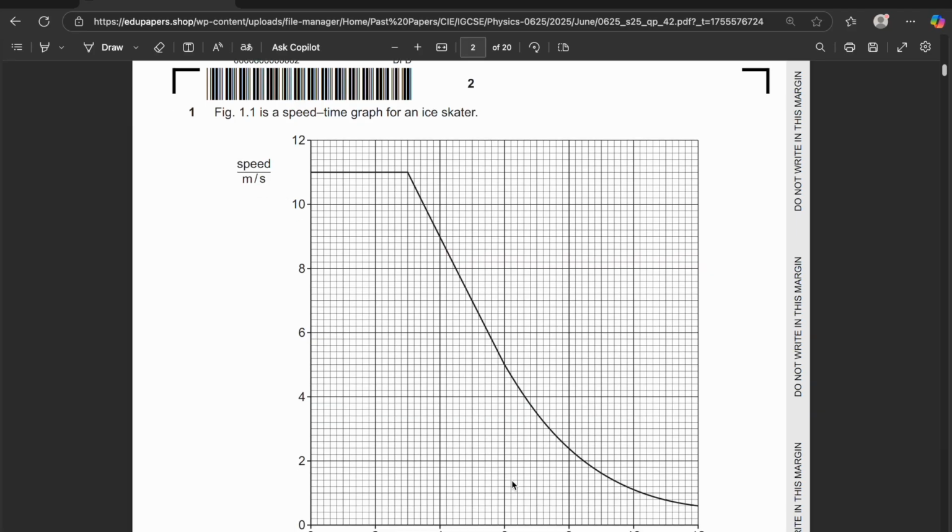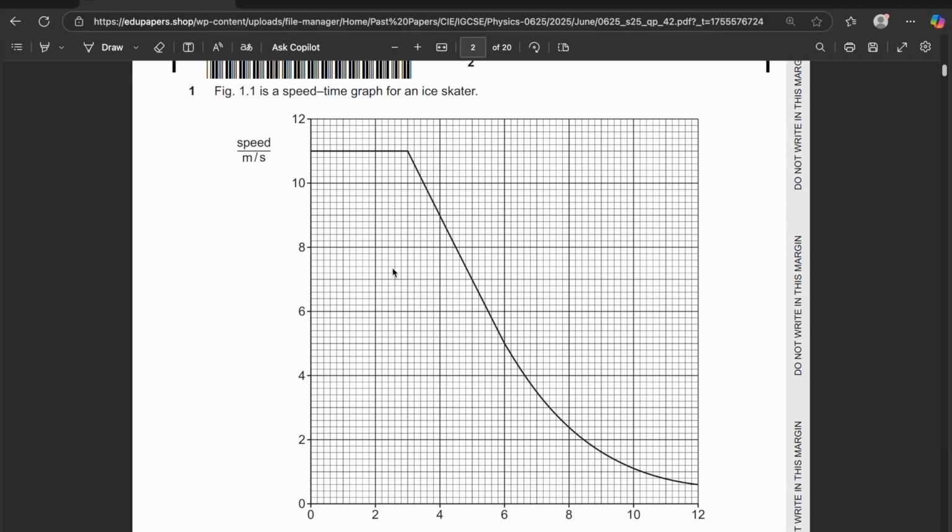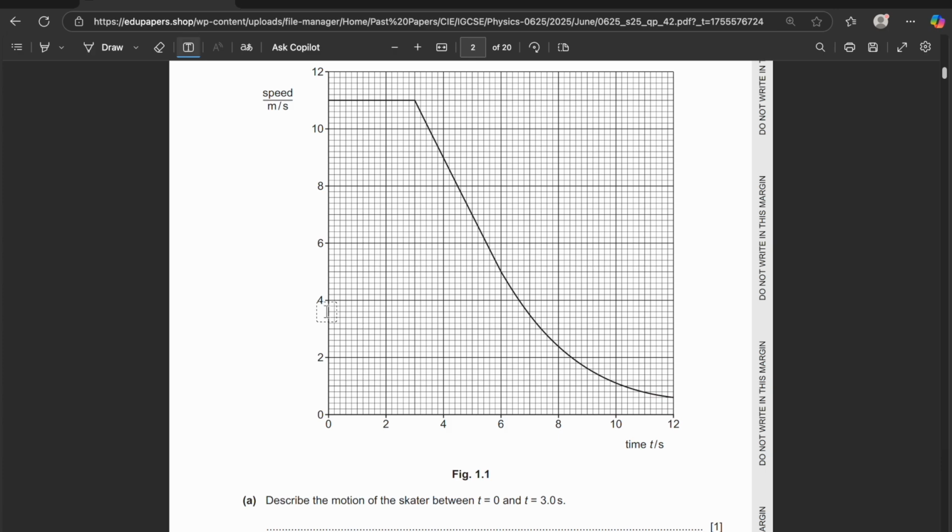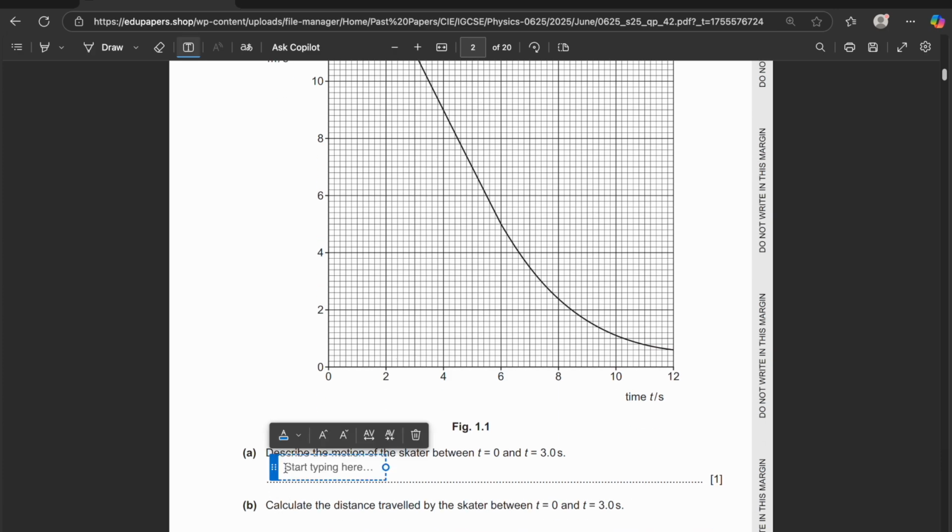This is a speed time graph and you can see that it is a horizontal line, so the speed is constant. So you can say moving with constant speed.